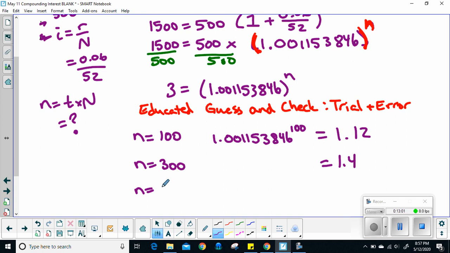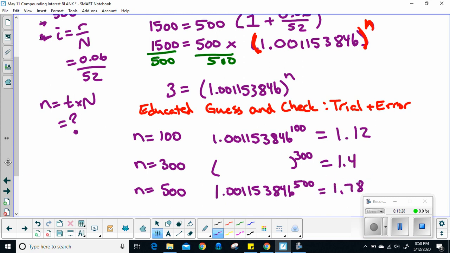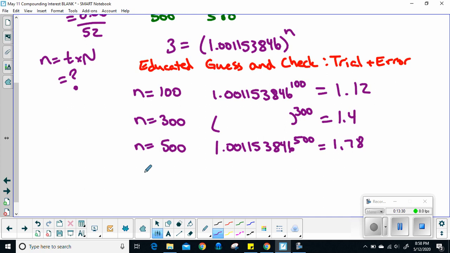Let's try 500. What'll that give me? So I did everything to the 300. Now let's do that everything to the 500: 1.001153846 to the exponent 500. I don't know, let's see what that gives me. Oh, that's only 1.78. Goodness gracious me. We got to get way bigger than this. Let's try 1,000.